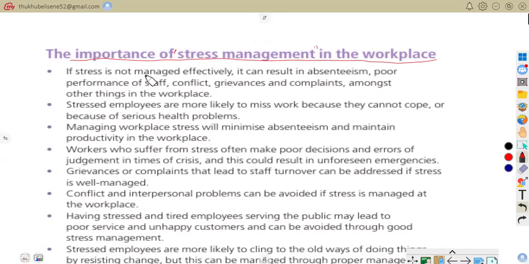It says if stress is not managed effectively, it can result in absenteeism, poor performance of staff, conflict, grievances, complaints, amongst other things in the workplace. Meaning, as we're talking about stress management, if stress is managed effectively, it can prevent what? Absenteeism.